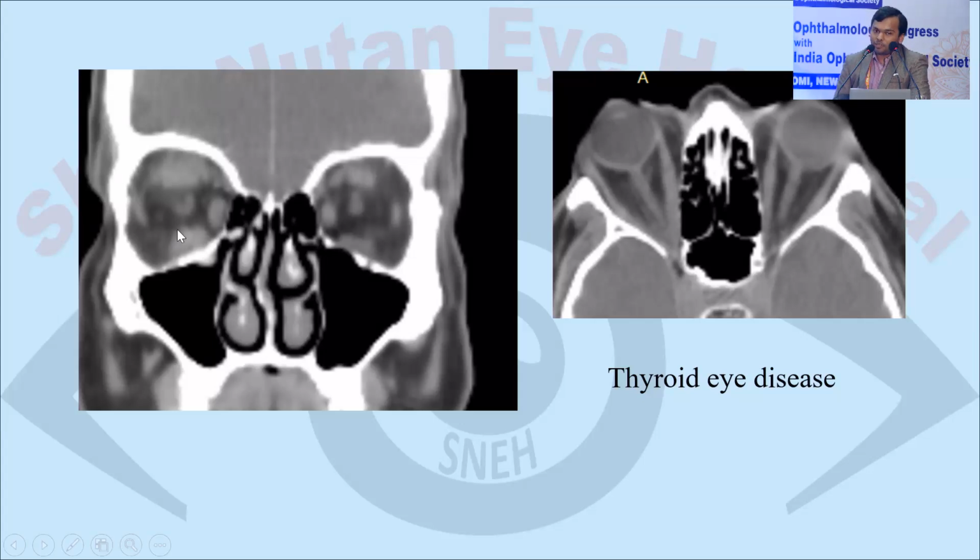A CT scan is also essential to differentiate a muscle predominant disease from a fat predominant disease, because fat predominant disease would respond well to a fat decompression.